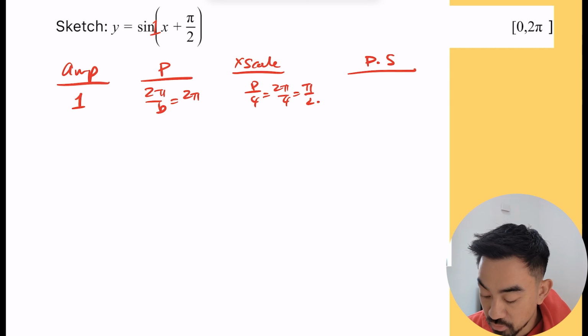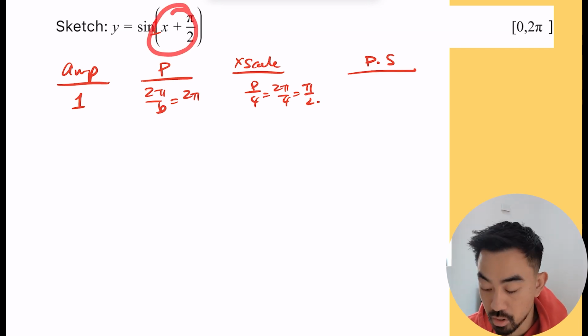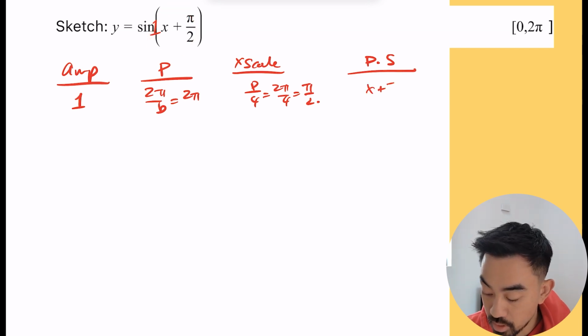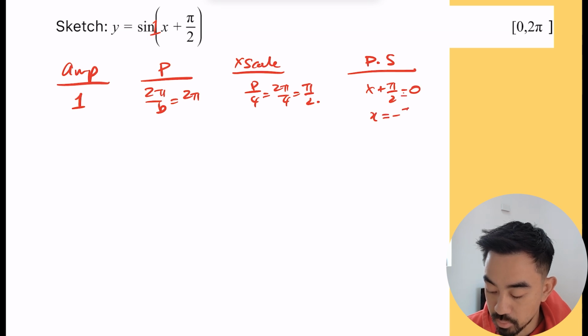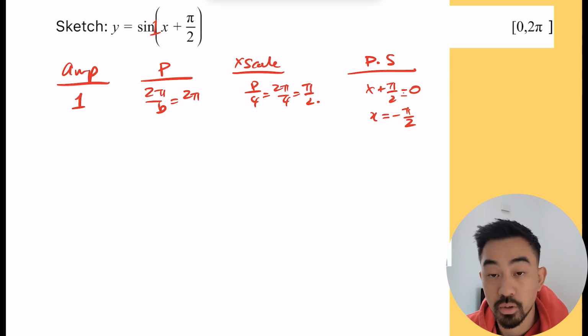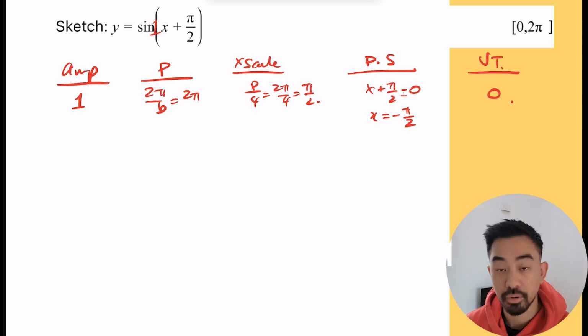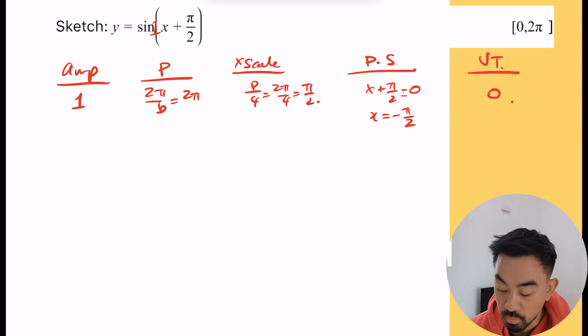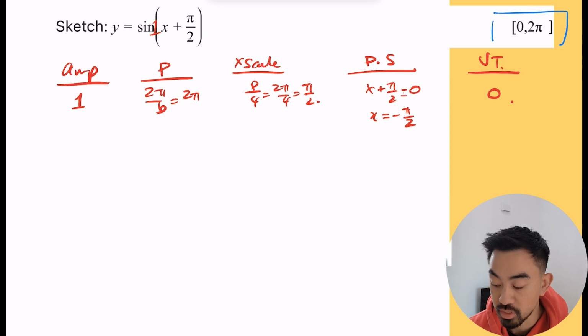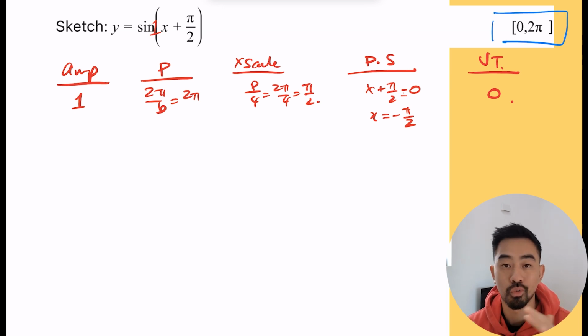Now our phase shift, remember, is this whole bracket equals 0. So we go x plus pi on 2 equals 0, so x is equal to minus pi on 2. So that tells us where it starts. And lastly, your vertical translation here is 0. So when you do these ones, and we're still in the domain of 0 to 2 pi, we're just going to draw it outside of that and we'll clean it up at the end.